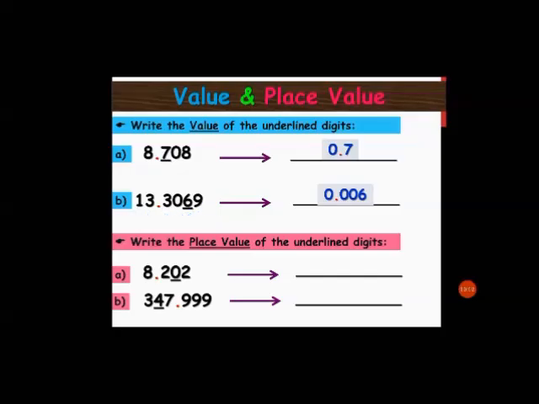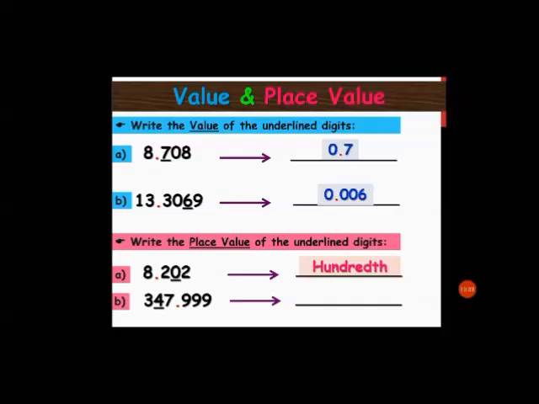Now write the place value of the underlined digits. The underlined digit here is 0. I will count from after the decimal, to the right of the decimal. This place is which place? It is the second place. The first one is tenth, the second is hundredth, and the third is thousandth. As long as I underline here the second place, it's hundredth.